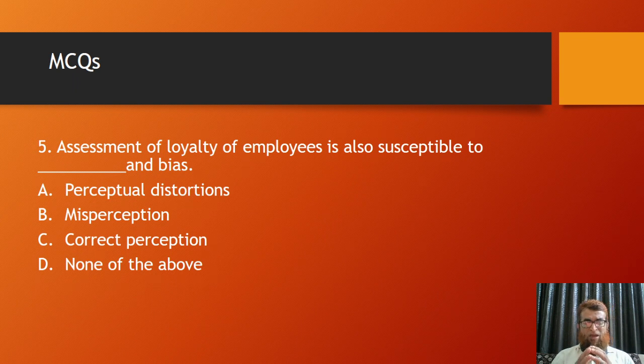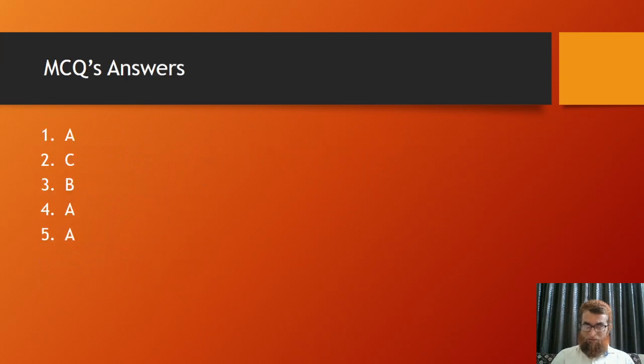Last question: assessment of loyalty of employees is also susceptible to dash and bias. Perceptual distortion, misperception, correct perception, none of the above. These are the questions. Hope you have understood the lesson. The answers are given here. For the first question A, second question C is the answer, third question B, fourth question A, and fifth question also A.